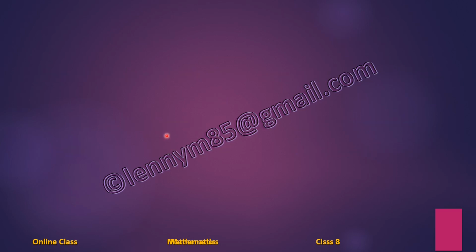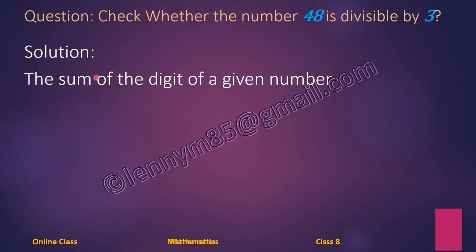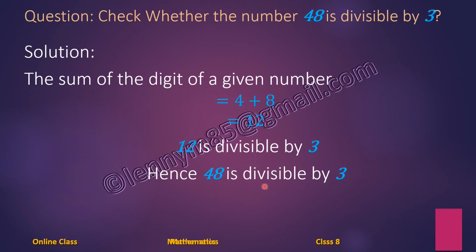Based on this test, let's solve a problem. Question: check whether the number 48 is divisible by 3. Solution: the sum of the digits of the given number 48 is equal to 4 plus 8, that is equal to 12. 12 is divisible by 3. Therefore, 48 is divisible by 3.